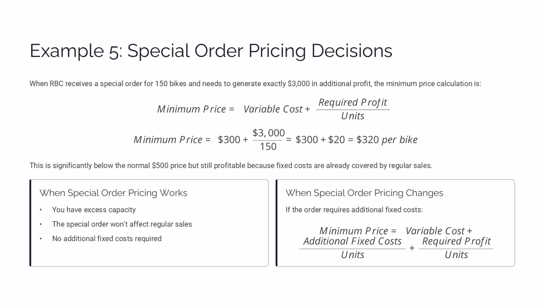The critical insight that will definitely be worth 20 points on your exam is that special order pricing only works when you have excess capacity and when the special order won't affect regular sales. If accepting the order means turning away full-price customers, or if it requires adding fixed costs like overtime or new equipment, the minimum price formula becomes minimum price equals variable cost plus additional fixed costs divided by units plus required profit divided by units.